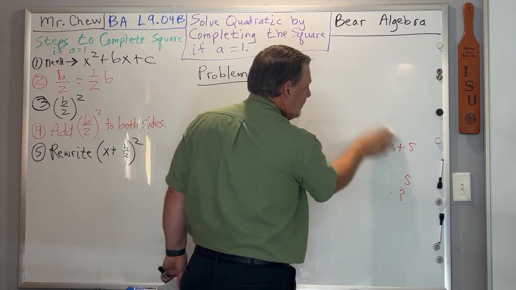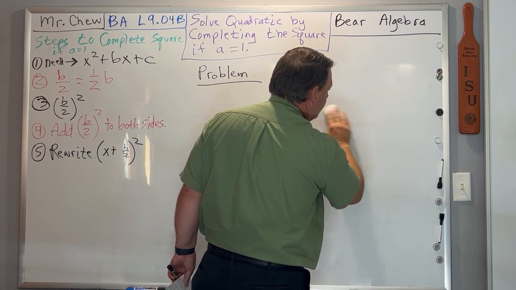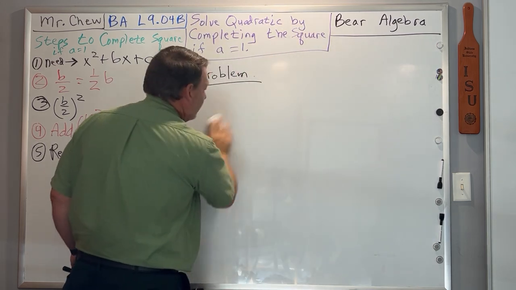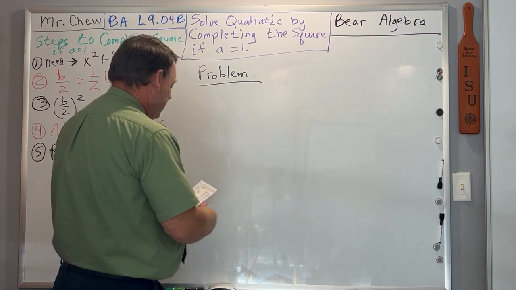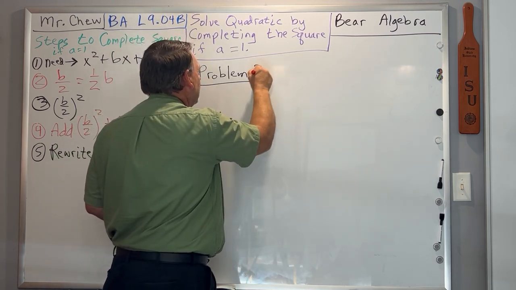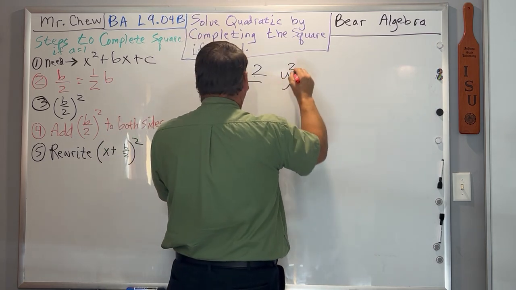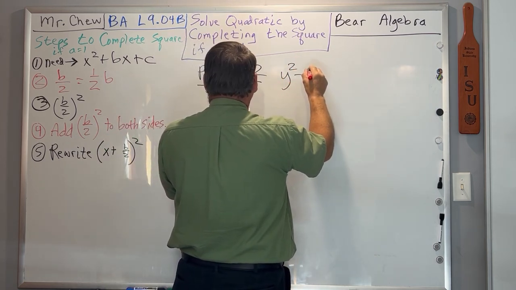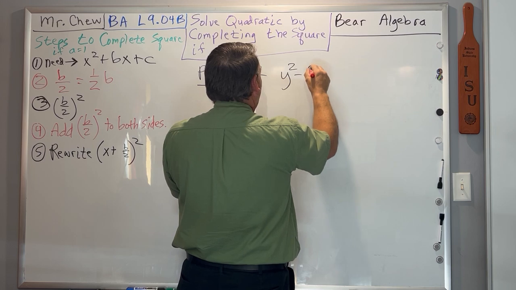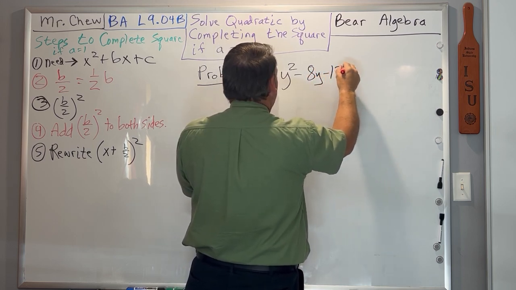So in problem 2, you can always pause it and see if you could figure it out. See if you did it right. We have y squared minus 8y minus 1 equals 8.